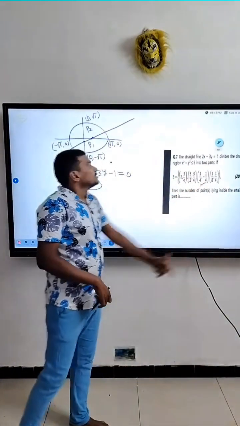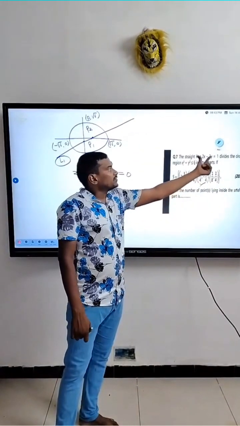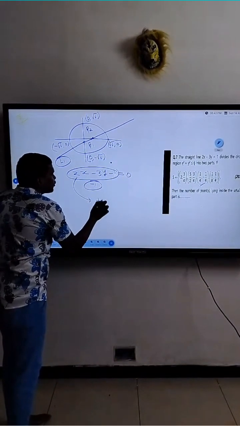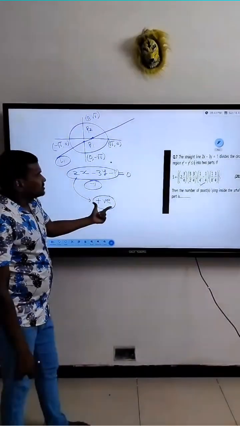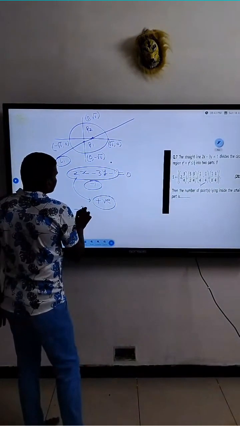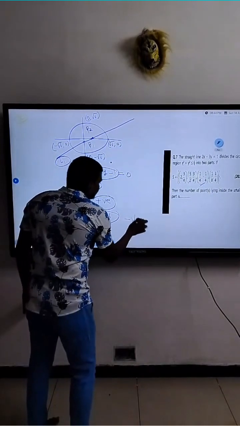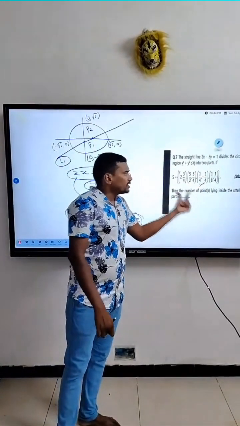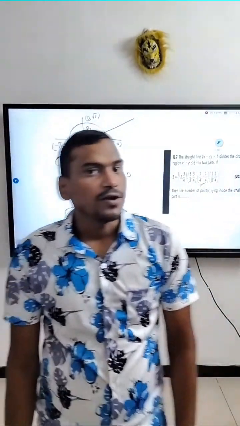Suppose 2 points from S satisfy this condition. After putting in this, you are getting a positive value, and for x square plus y square minus 6, you are getting a negative value, then that will be lying in the smaller part. You will just count and get your answer. Position of a point with respect to a circle. This was from this type.